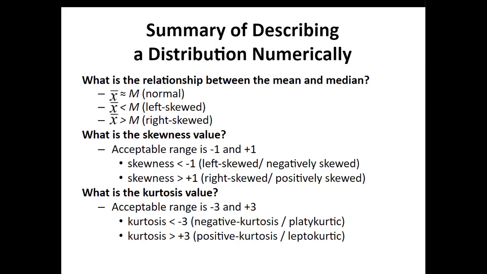If you have a kurtosis value that is less than -3, then you have a negative kurtosis. It's negatively kurtic. Another way to say that is that it is platykurtic. Platy, remember, means flat. The tails have become wider because the mode has flattened out. If you have a kurtosis value that is greater than +3, then you have a positive kurtosis.